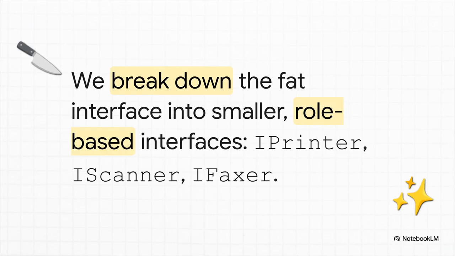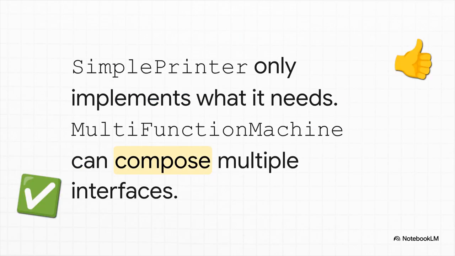So what's the fix? Well, it's actually pretty elegant. We segregate the interface. We take that one big fat IMachine interface and we break it down into smaller, highly cohesive, role-based interfaces. Now we have an IPrinter, an IScanner, and an IFaxer. Each one does one thing and does it well. And just look at the result. It is so much cleaner. Our simple printer now only implements the IPrinter interface, the one and only thing it actually cares about.